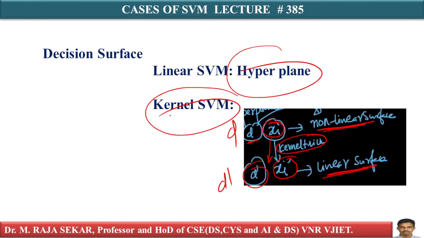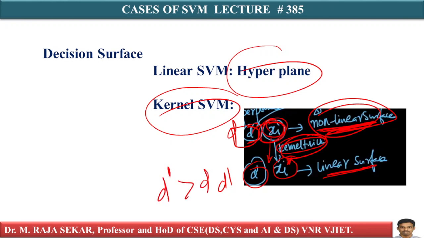For kernel SVMs, in the original space, which means the d-dimensional space, your points xi lie and your decision surface could be non-linear, of any shape. But because of the kernel trick, we want to take points xi from d dimension to another dimension d dash, where you can find xi dash, isn't it? Typically, your d dash is greater than d.